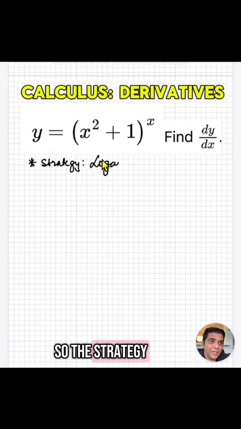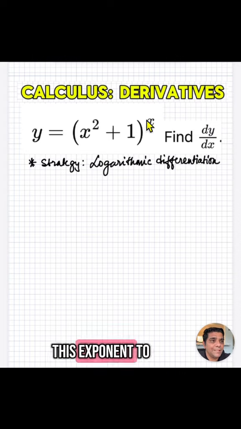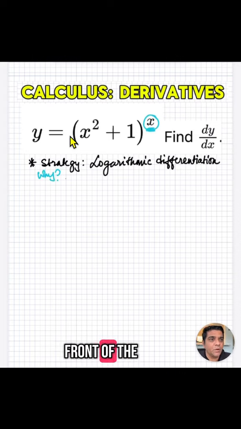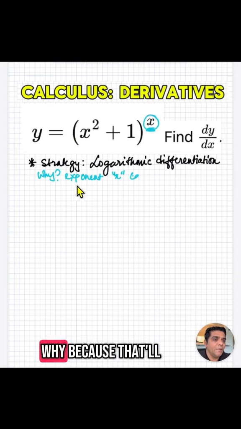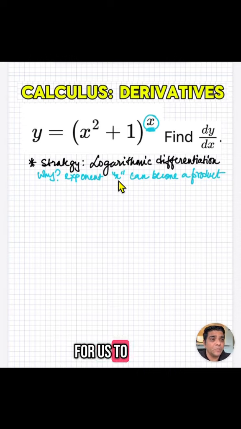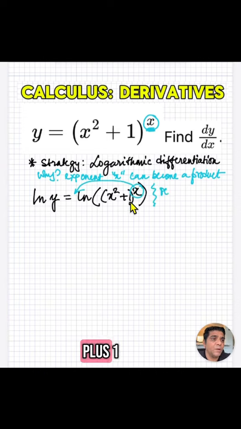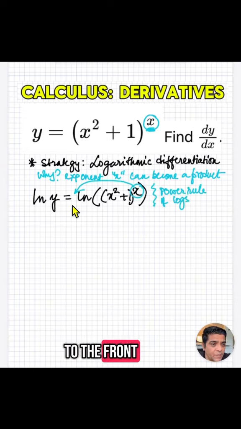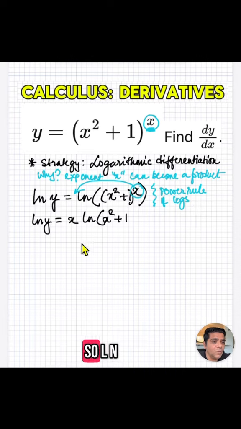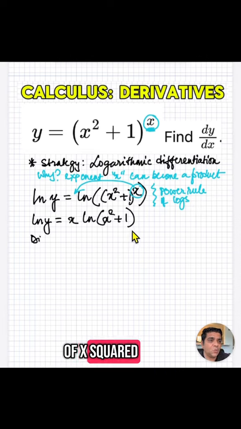So the strategy is logarithmic differentiation because we want this exponent to be brought in front of the function over here. Why? Because that'll be much easier for us to take the derivative of, as it becomes a product, and we can use the product rule. So let's take ln on both sides. Then ln of y equals ln of (x squared plus 1) to the x, and this exponent comes to the front, as we said, power rule of log. So ln of y is x ln(x squared plus 1).